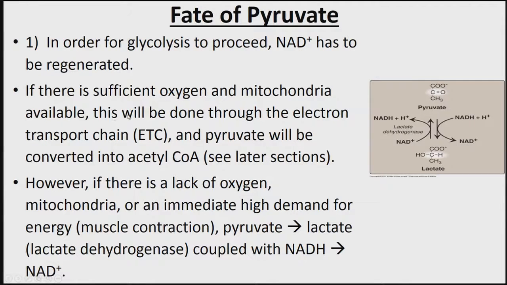Normally this is not an issue because most cells have mitochondria, and most of the time you're under aerobic conditions, and you can simply oxidize that NADH back to NAD+. And that step of oxidizing it, you can actually use to generate more ATP, as we're going to see in the electron transport chain. Okay, so normally that's not an issue.